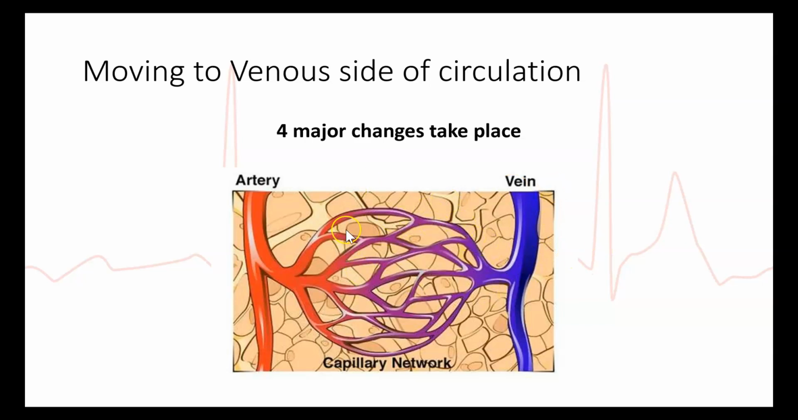Like I said before, we have a vast network down here, so we're starting to get into the larger vessels again, so those numbers are going to decrease. 2, the thickness and the composition of the walls change. 3, total cross-sectional area decreases. And 4, the velocity of flow starts to increase again.